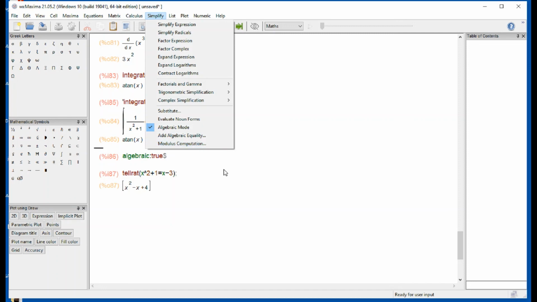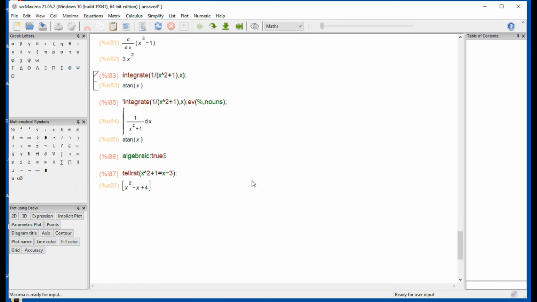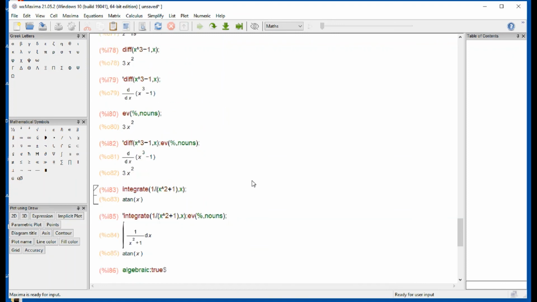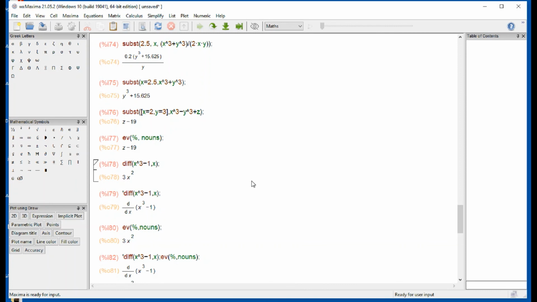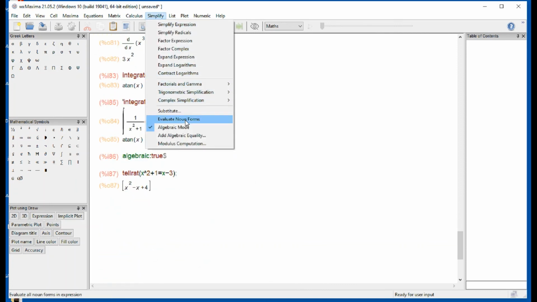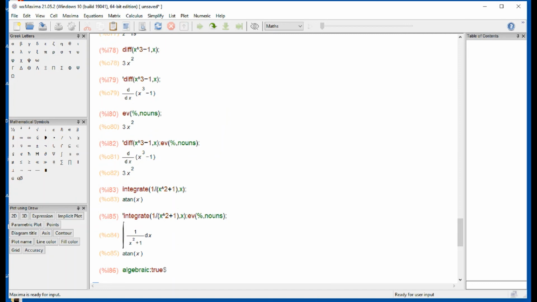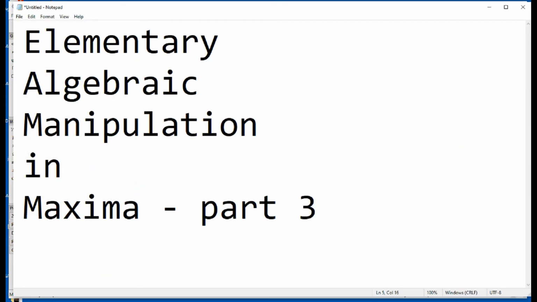And the modulus computation, I don't want to get you confused with that. I'm going to skip that one too. And so these are the commands that show up in the last part of the simplify menu. The substitute, evaluate nouns form, algebraic equality are the only three. The other two we'll just ignore at this point. And with that, we finish this video number 3 on algebraic simplification.